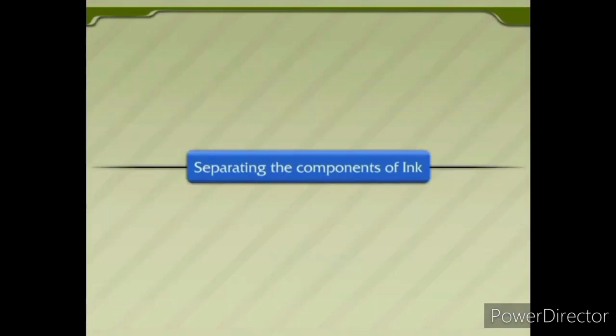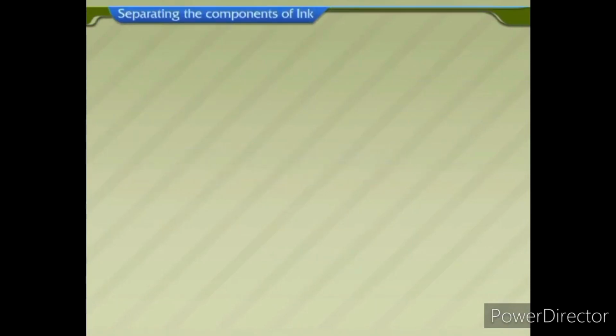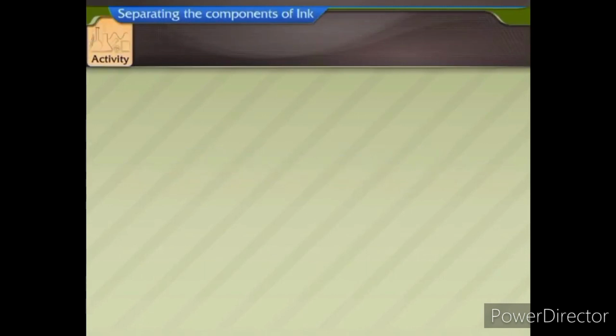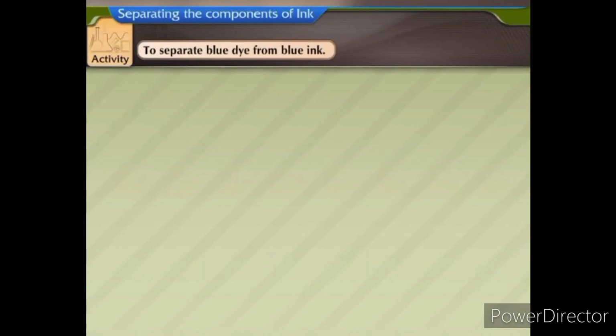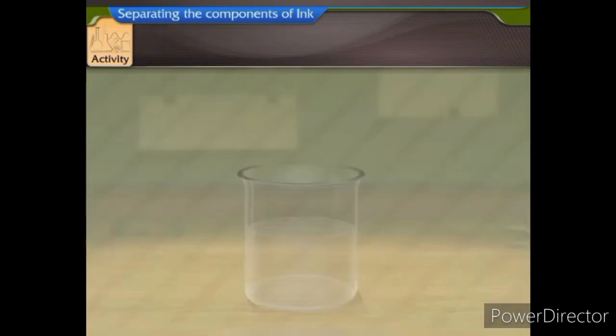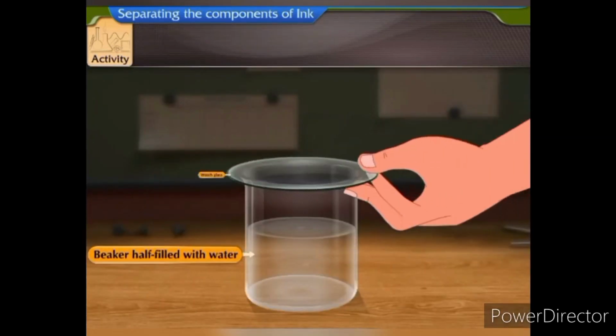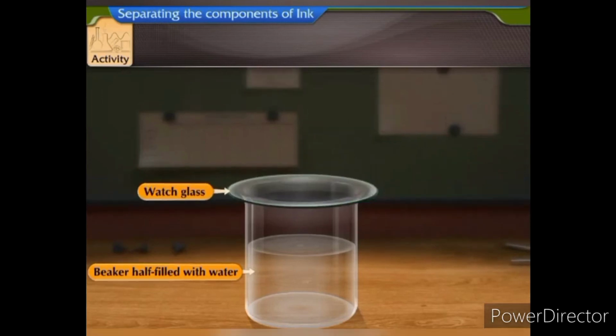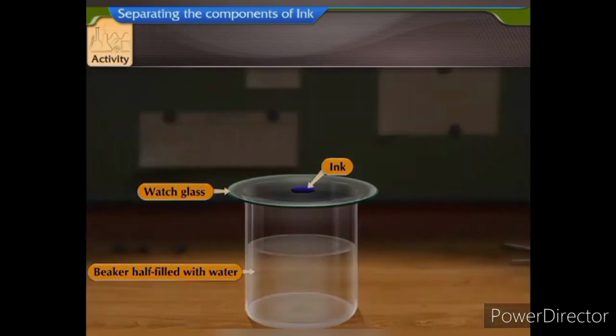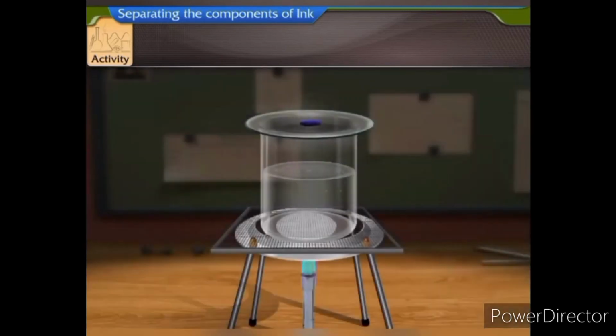Separating the components of ink. Let us perform an activity to separate the blue dye from blue ink. Take a beaker half filled with water. Place a watch glass over the beaker. Add a few drops of ink on the watch glass. Now, heat the beaker for some time.